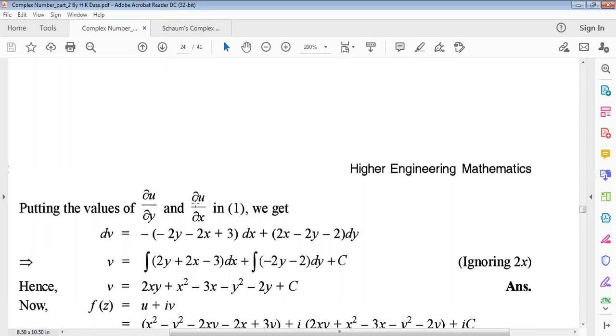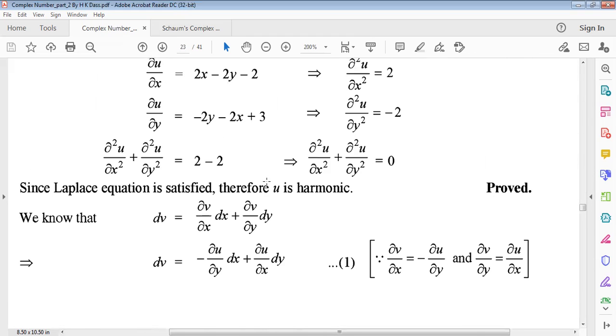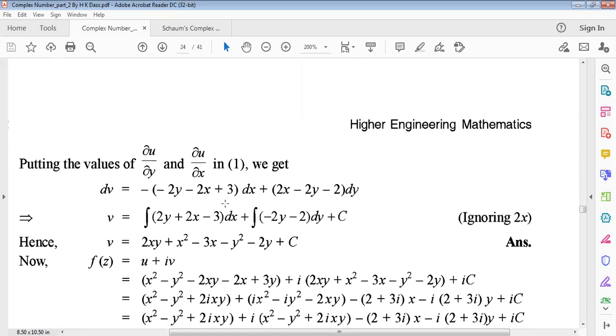Now putting the values of del u del y and del u del x in equation 1. Del u del x means this, and del u del y equals what? This one. Just putting here, we get a differential equation actually. So dv equals this. Now taking integration on both sides, dv will be v equals what will be? Integration of this with respect to x and integration of this with respect to y.